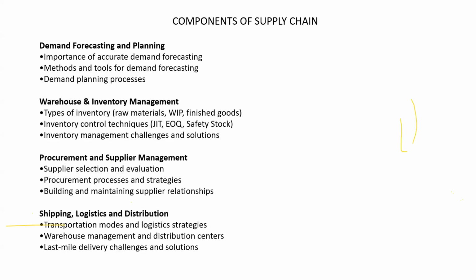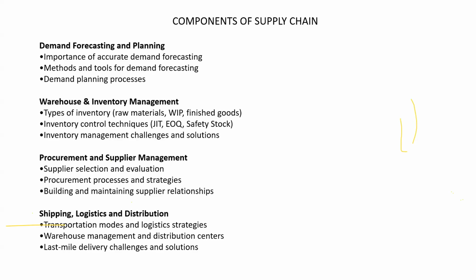So for managing and controlling the inventory, the organization would be using various techniques like JIT, EOQ, that is economic order quantity, and the safety stock. And inventory management challenges and solutions. There are many challenges while you're maintaining the inventory. Some inventory will have an expiry date, or you have to use or produce them within a particular time period, otherwise it may get wasted or decayed. So there are many challenges, and you should have the solutions as well.